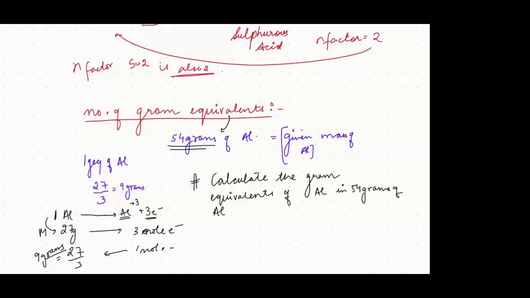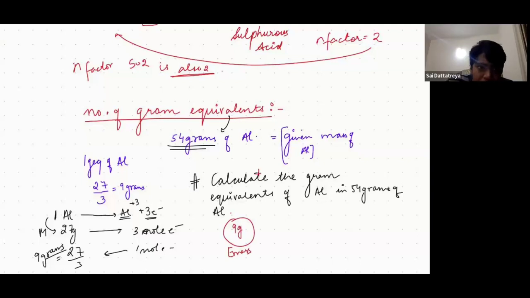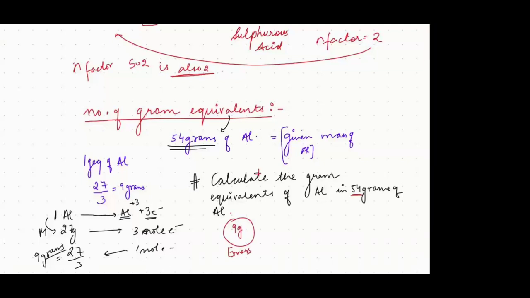Calculate the gram equivalents of aluminium in 54 grams of aluminium. So how would you go about it? Tell me, how would you go about it? You will say that one packet of 9 grams makes the equivalent mass. So how many packets in 54 grams can I make? Should I divide 54 by 9? Yes, because 9 sixes are 54.